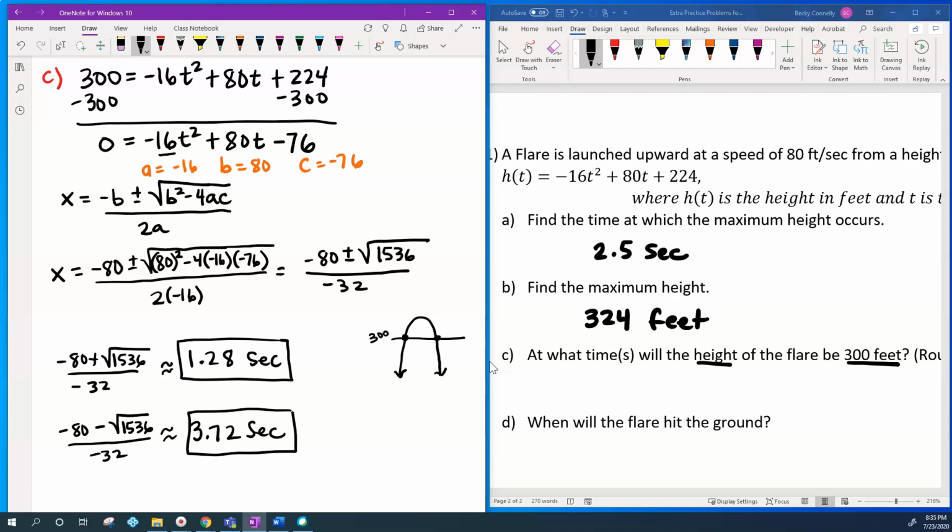Questions on that? Even if it's just something with that simplifying, were you okay with simplifying? Those numbers were huge.